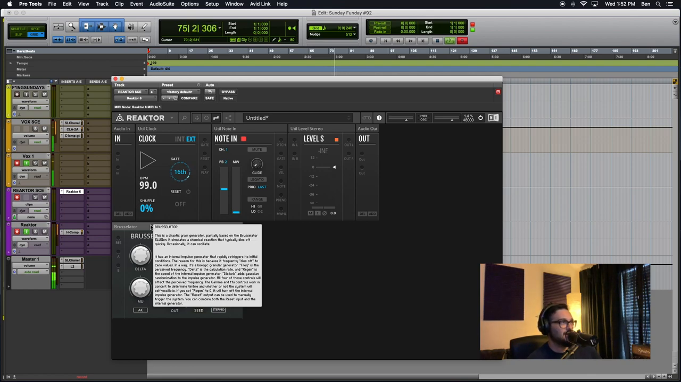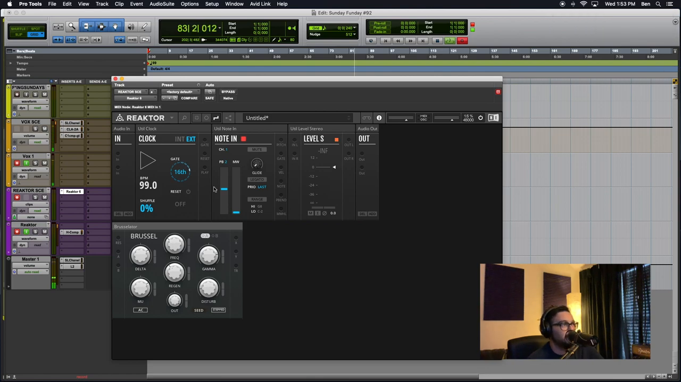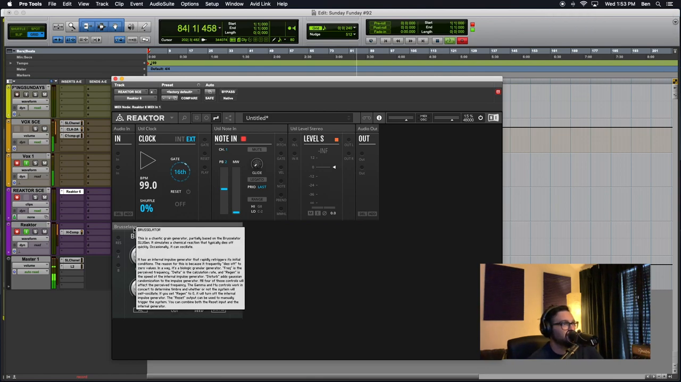This is a chaotic grain generator, partially based on the Brusselator slug gen. It emulates a chemical reaction that typically dies off quickly. Occasionally, it can oscillate. It has the internal impulse generator that rapidly retriggers its initial conditions. The reason for this is because it frequently dies off to zero values. In a way, it's a biological granular generator.